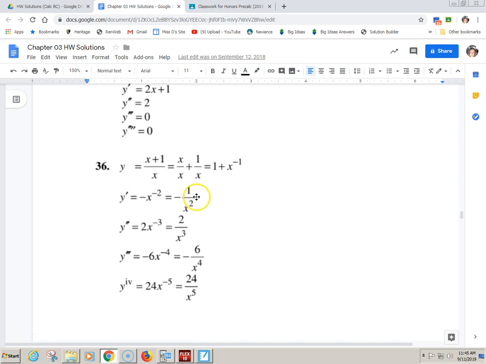Number 36. First derivative, negative 1 over x squared. Second derivative, 2 over x cubed. Third derivative, negative 6 over x to the 4th. Fourth derivative, 24 over x to the 5th.